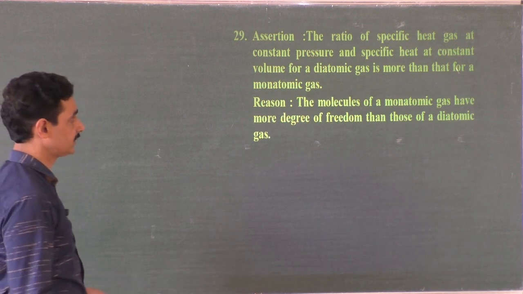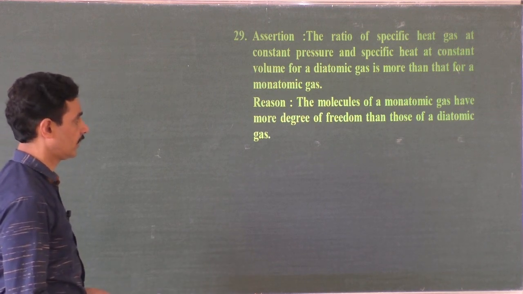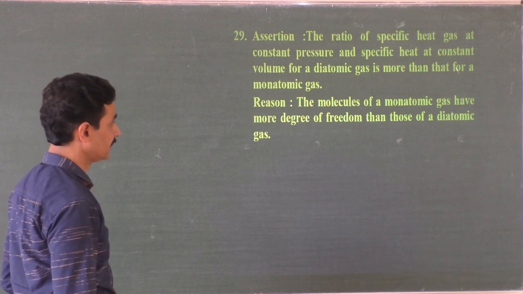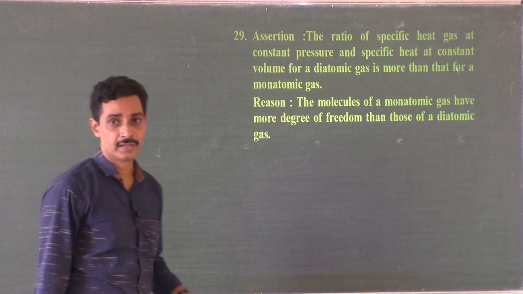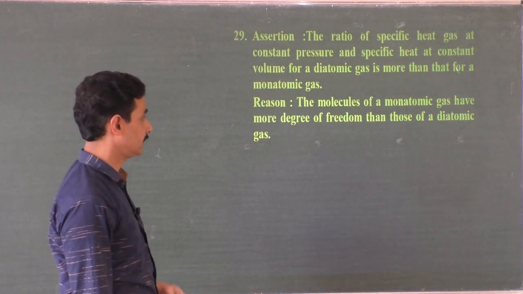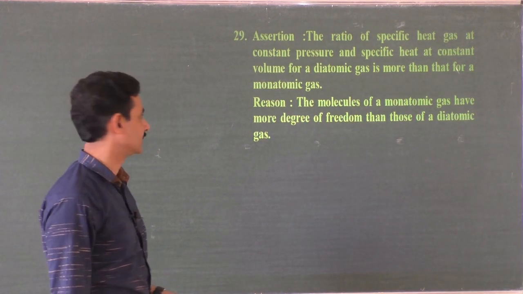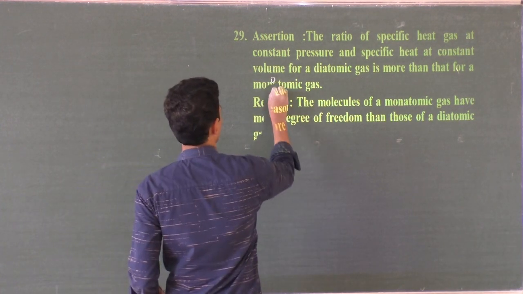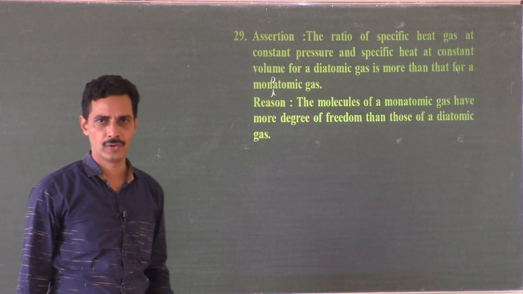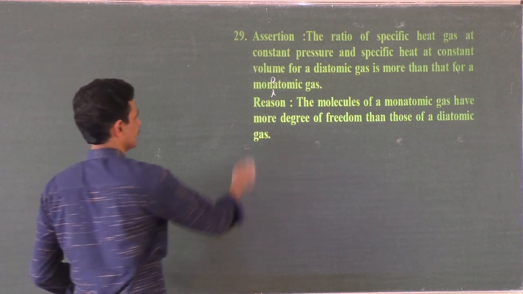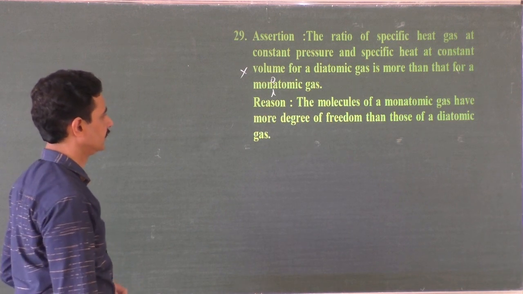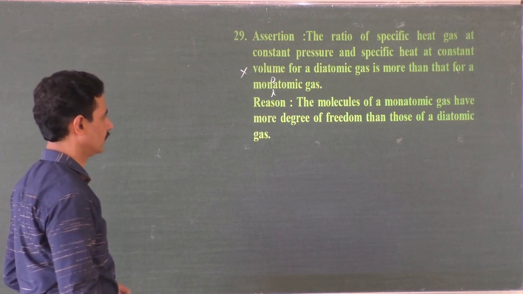Assertion: the ratio of specific heat at constant pressure and constant volume for a diatomic gas, that means they are referring to gamma, is more than that for a monoatomic gas. It is wrong. For a monoatomic gas it is more, for a diatomic gas it is less. So wrong.